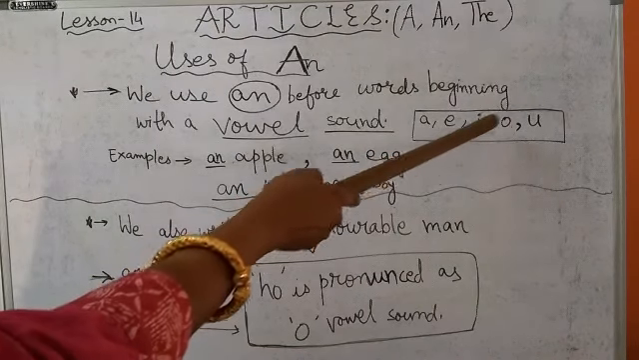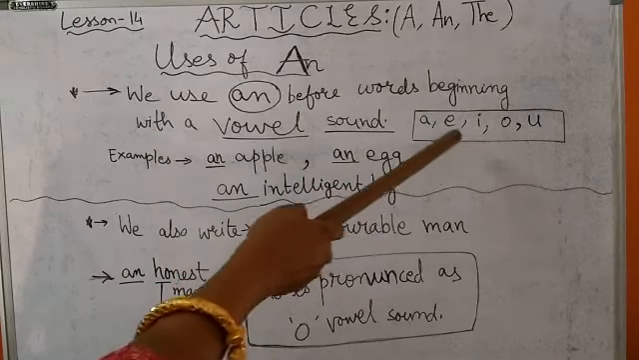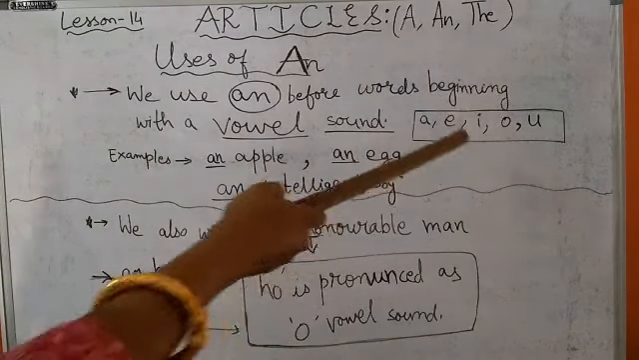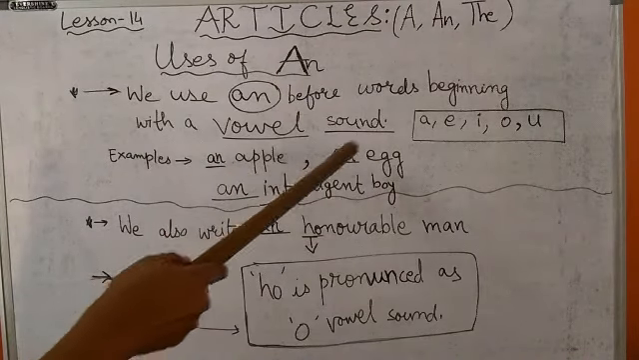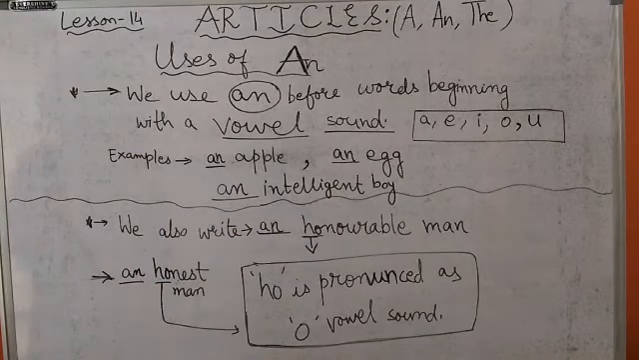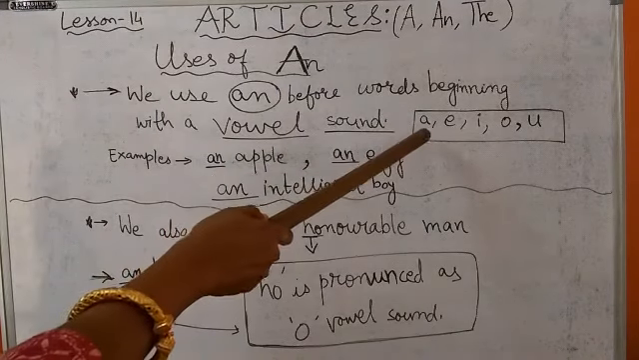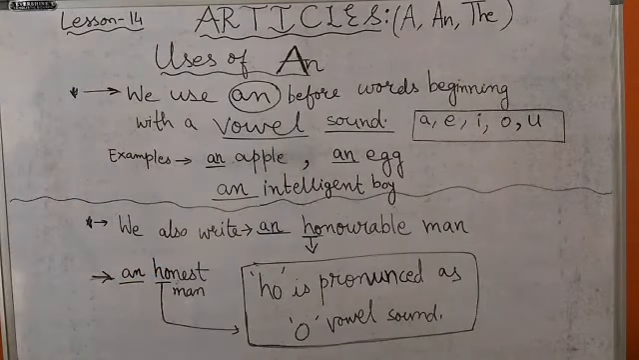A, E, I, O, U. How many? A, E, I, O, U means 1, 2, 3, 4, 5. Five vowel sounds. For example, an apple, an egg, an intelligent boy. Now students, according to the sound of A, E, I, O, U, we have to use an.